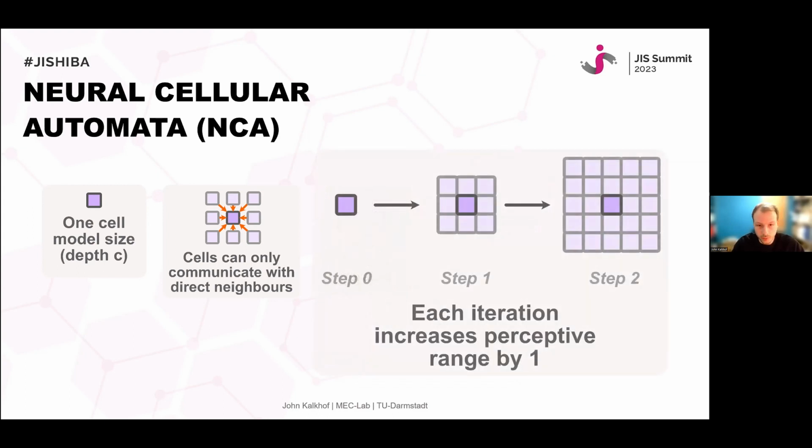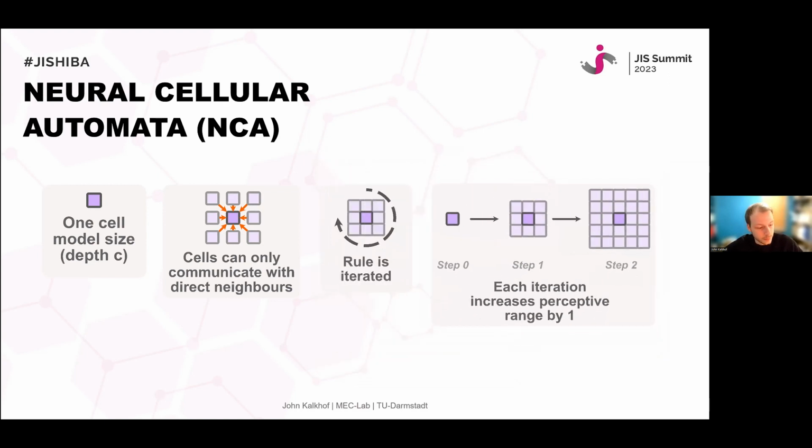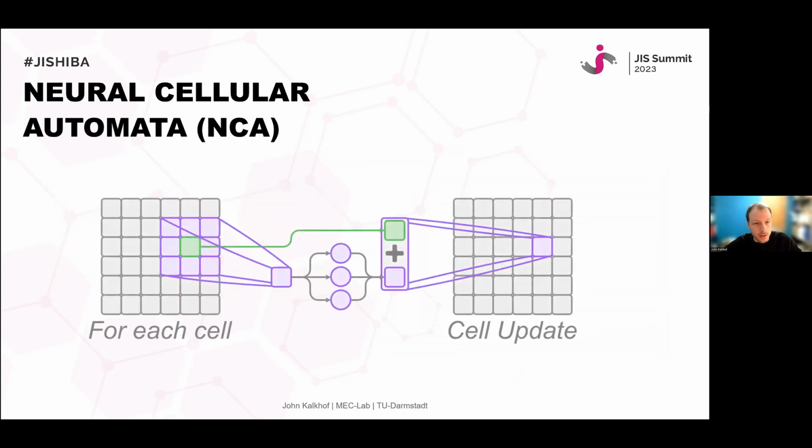The way this works is that if you iterate it n times, you get a perceptive range of n for each cell, which is very logical if you think about it. If you run it 0 times, you only have the information stored in that cell. If you run it once, you get information about the neighbors, and since these also communicate with their neighbors, it just increases by 1 with each step. So if we look at it this way, we basically have a 3x3 convolution. This information is then passed to a neural network in a very simplified example here, and then we add it to the previous state as the cell update.